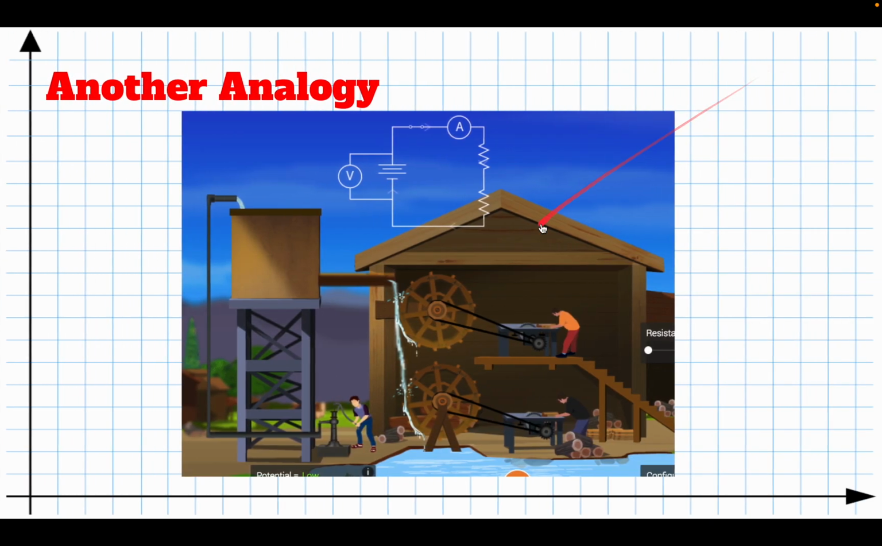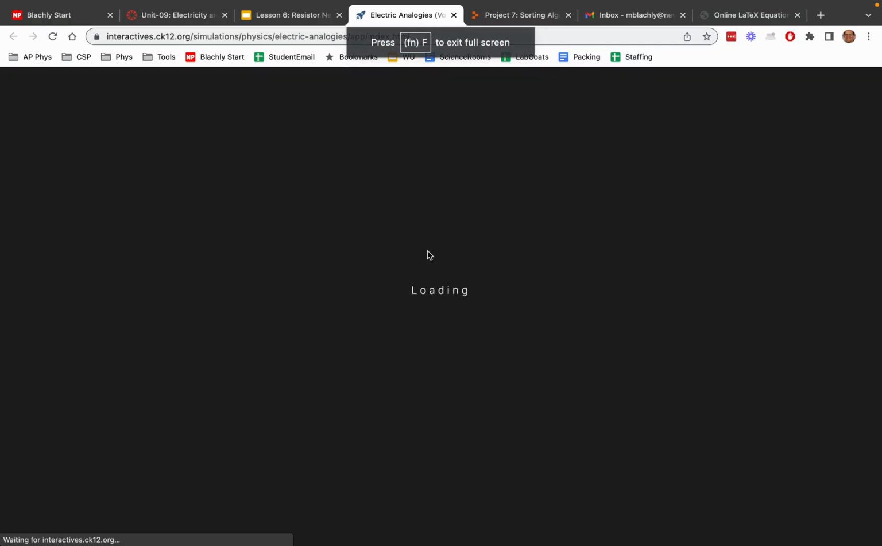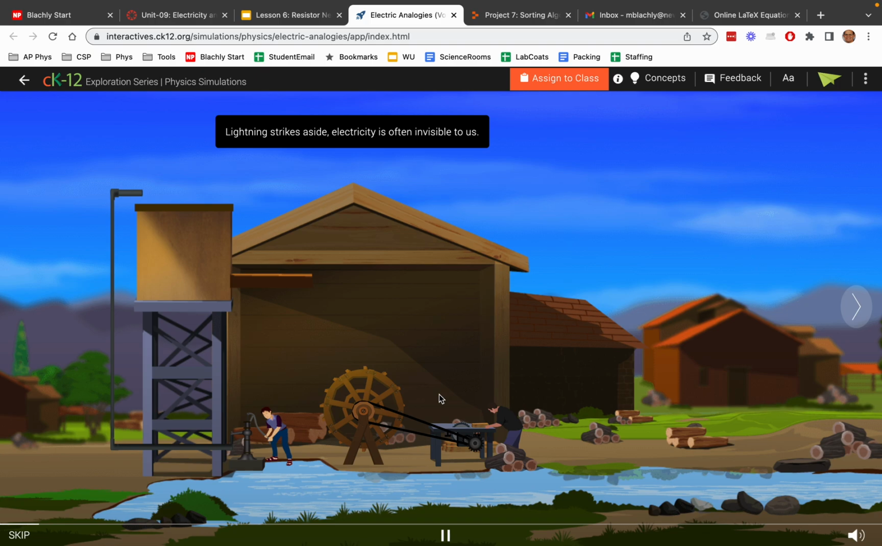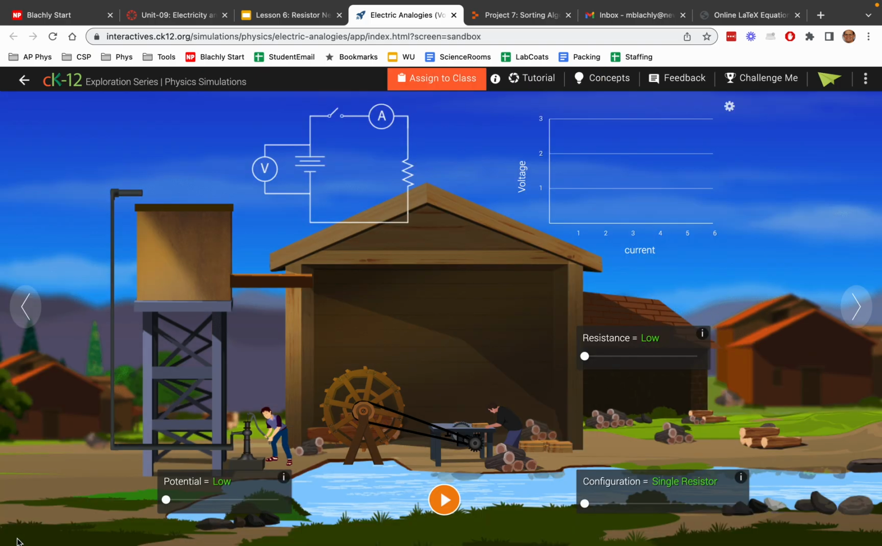All right, so here's another analogy to just kind of show you what's going on. So this is a water analogy. What I'm going to show you here is a guy adding energy to water. So he's pumping it out of the lake and putting it up here. So this water has gravitational potential energy. It can then flow, and because of the gravitational potential energy it has, as it falls, it can do work. So this is an analogy of a battery with a single resistor.